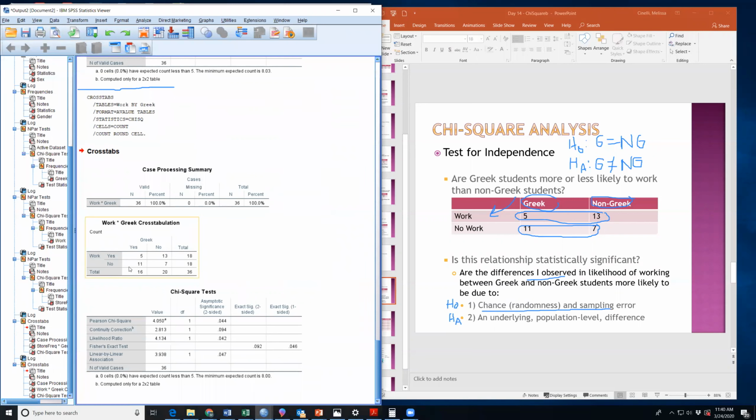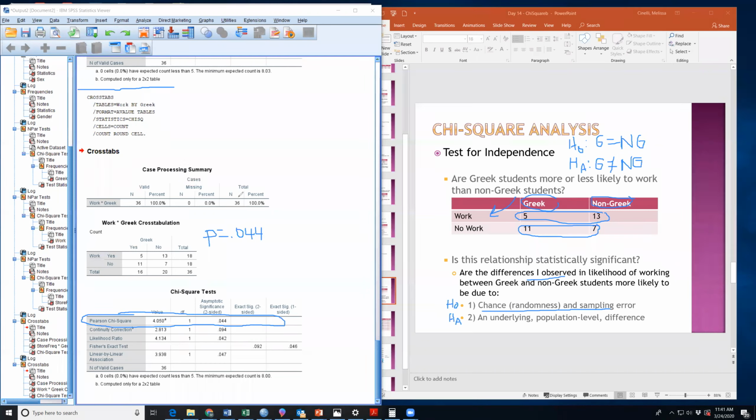Here we see the data that's still up in the PowerPoint slides. 5 Greek students said yes, 11 said no, 13 non-Greek students said yes, 7 non-Greek students said no. The question is, how strong is this evidence? We look at this top row. We have a chi-square statistic of 4.05 and a p-value of 0.044. With a p-value of 0.044, do we reject or fail to reject the null hypothesis?